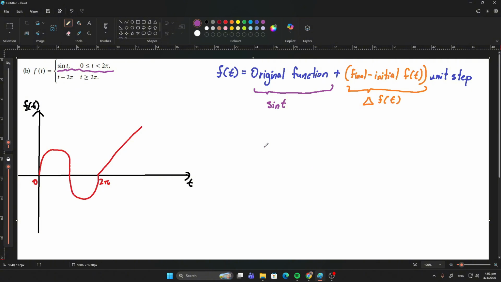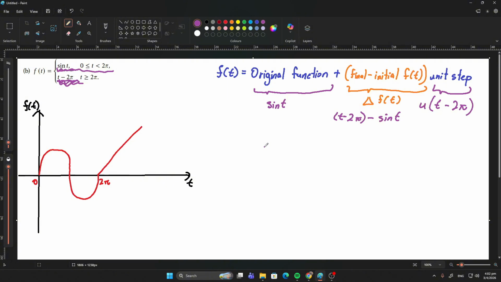What is your unit step? I'm going to talk about unit step first, okay? Your unit step is basically this part. So essentially just your f(t), if you think about it that way. 2 pi. But remember, unit step has the u. Alright? Now what is this delta function? Very simple. It's basically just, like I said, your final minus initial. In this case, your final minus initial, which is basically your unit step variable minus your original function.